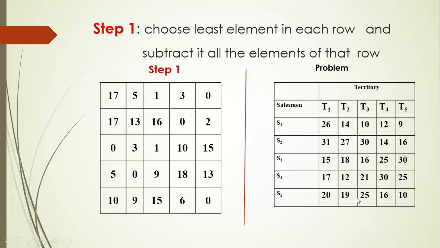And the last row, the least element is 10. Subtract 10 from all of them: 10, 9, 15, 6, 0. Step 1 is the row reduction method. Choose the least element in each row. Find the smallest element in each row and subtract that element from the entire row. This is step 1.